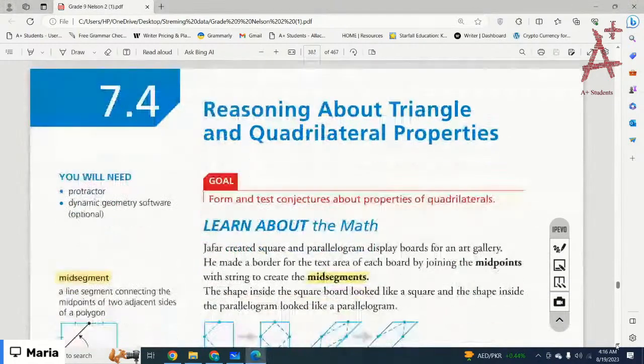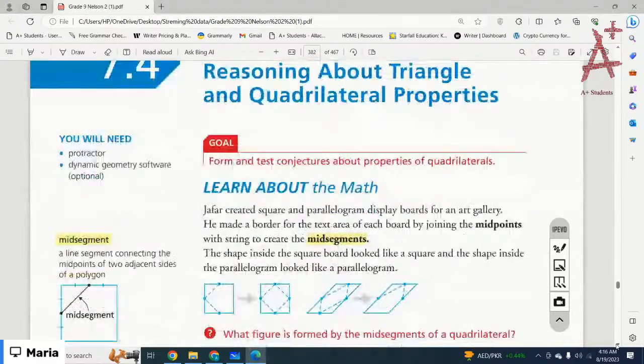Reasoning about triangles and quadrilaterals properties. Okay, what is the mid segment? A line segment connecting the midpoints of two adjacent sides of a polygon. That would be the mid segment. A line that connects the midpoints of two adjacent sides of the polygon is known as a mid segment, right?